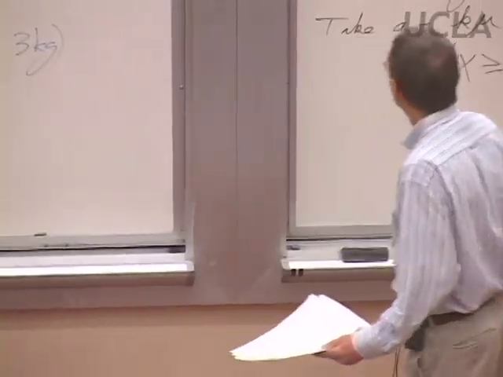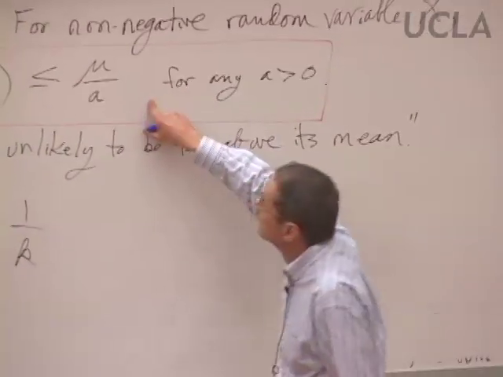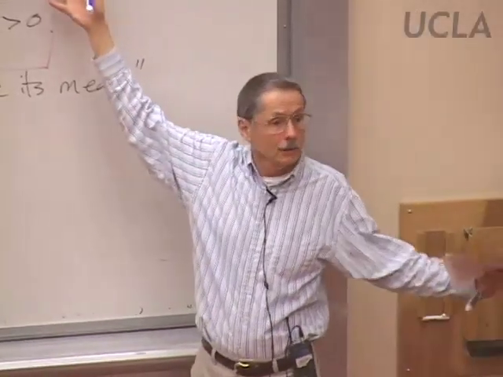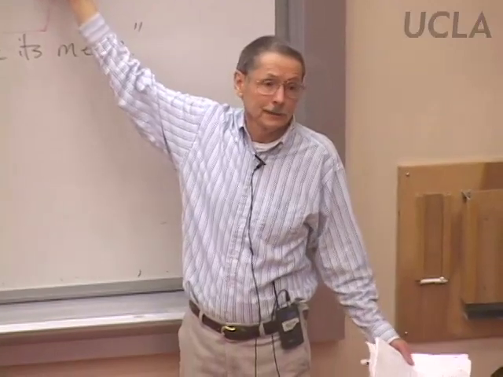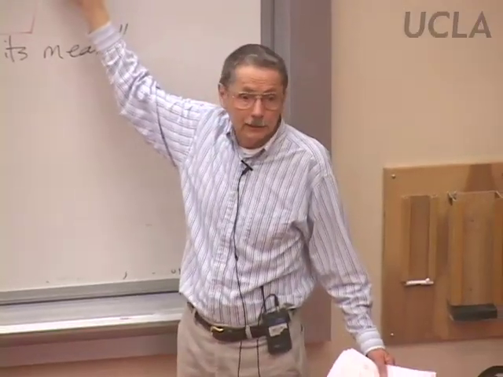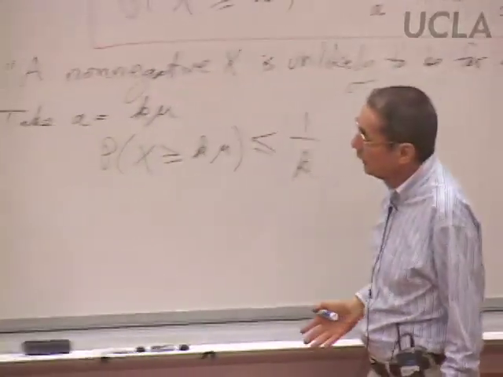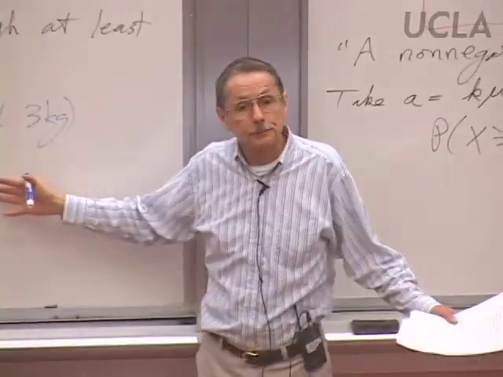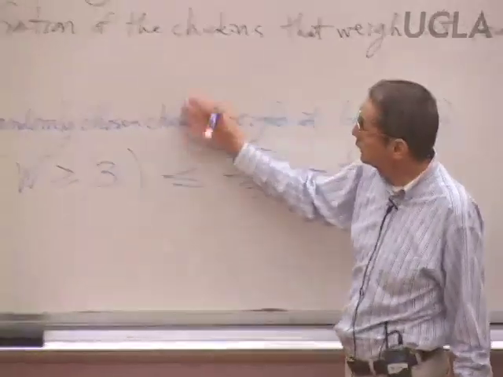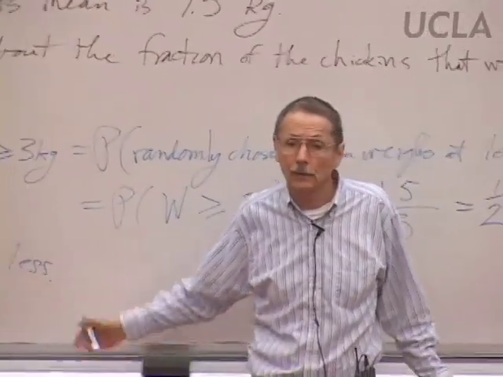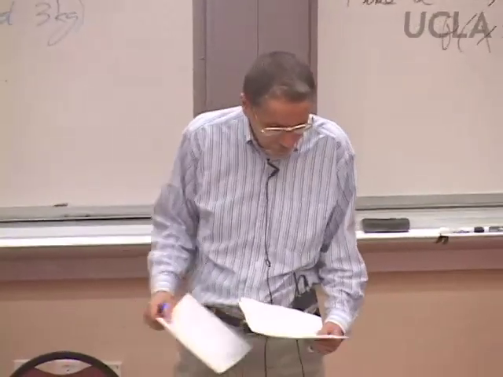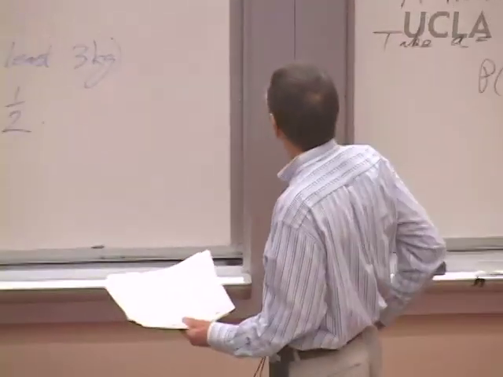Well, a couple of comments about Markov's inequality. It's widely applicable because all it assumes here is that we have a non-negative random variable. On the other hand, it doesn't give us a lot of precise information. It just says, in this case, that the fraction is 1/2 or less. It might be a whole lot less. But it tells us something.